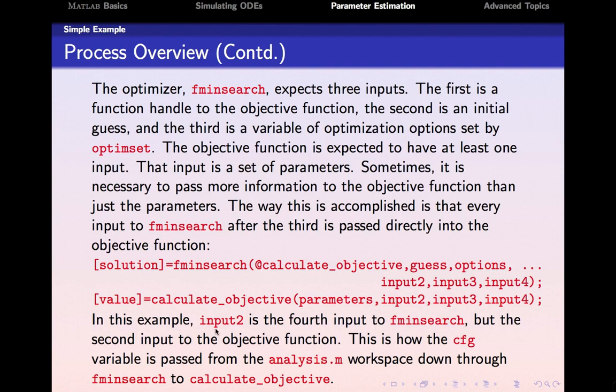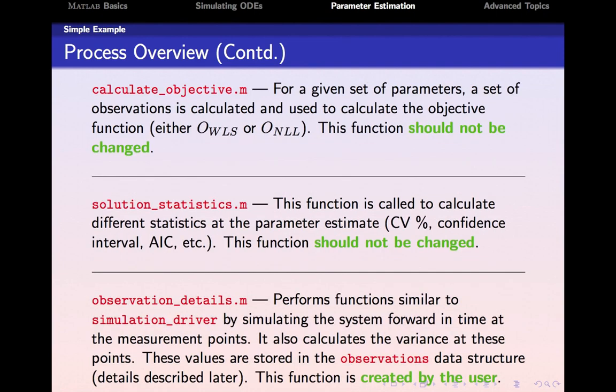Okay, so in this example, input 2 is the 4th input to fmin search, but the 2nd input to the objective function. So this is how the CFG variable is passed from the analysis.m workspace down through fmin search, down to calculate objective, and then further, it's passed down further to your observation details file that you're going to have to create yourself. What calculate objective does is for any given set of parameters and a set of observations, it's going to calculate the objective function, and you can either calculate the weighted least squares objective function or the negative log likelihood objective function, and we'll discuss how this is implemented in a moment. This function should not be changed. You should never change this function.